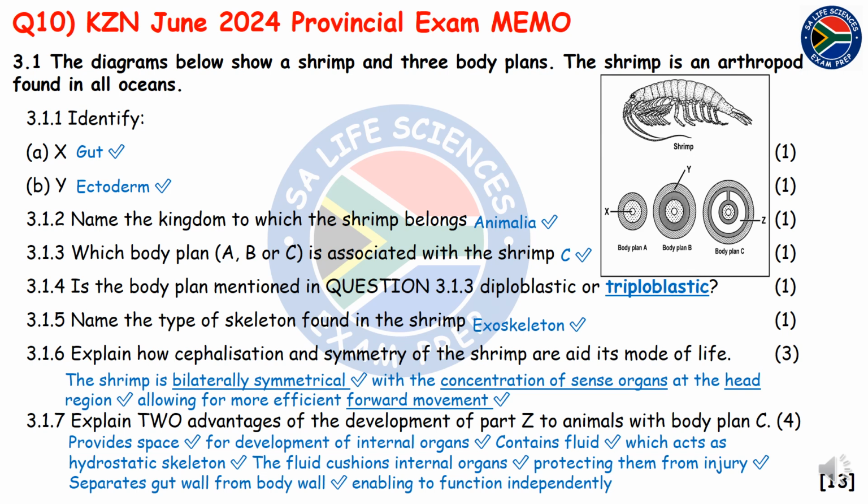So for this question, you state the advantage, then you explain the advantage. It provides space. Why is this an advantage? Because it allows for the development of internal organs. So you don't just ramble on about one advantage. You state an advantage, then explain. State, explain. And that is how you get your 4 marks.